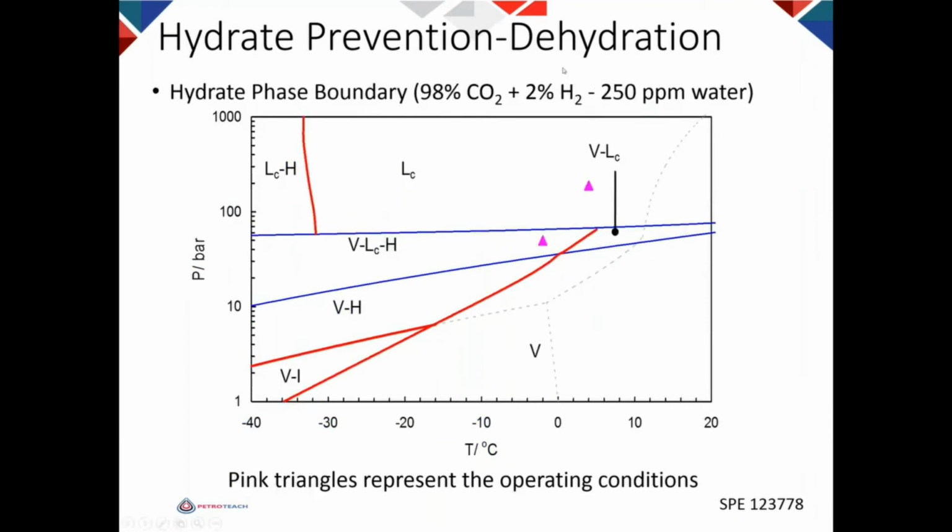And then they said, oh, we have 2% hydrogen. Will that change your story? When you have two compounds, then you have a phase envelope, and this is the phase envelope of CO2 plus 2% hydrogen. And you see one of these points will move to inside the hydrate phase boundary. Now there are two options here. They have to dry further, or they have to use some inhibitor. So this has been published.